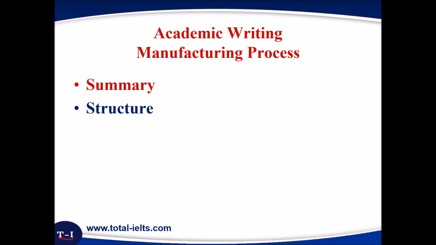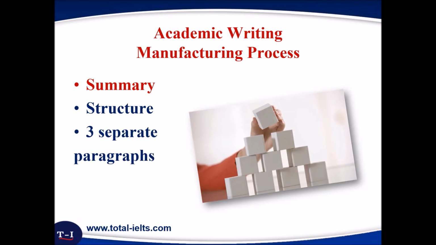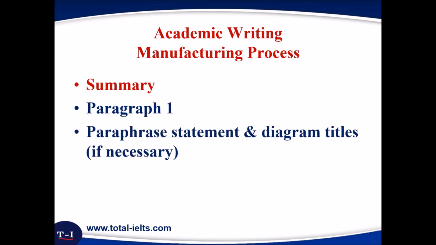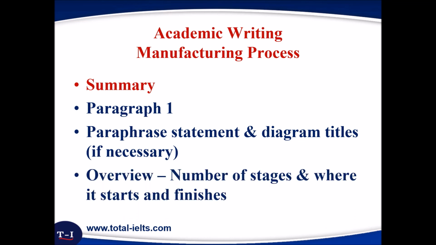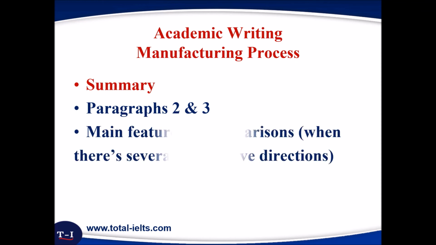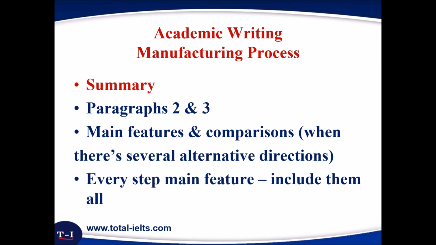So in summary, use a simple 3-paragraph structure. In paragraph 1, paraphrase the statement and diagram titles if necessary. In the overview, include the number of stages and where it starts and finishes. When describing the main features in paragraphs 2 and 3, only make comparisons when there are several alternative directions. And remember, every step is a main feature, so include all of them.